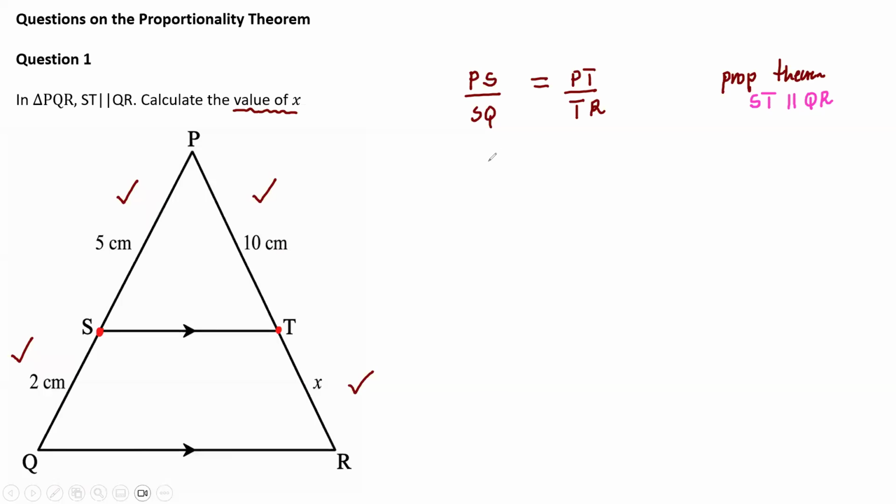Let's put numbers. PS is 5, SQ is 2, PT is small, then TR is X. You can now cross multiply, and then you can find your X. Cross multiply: 5 times X, 10 times 2, 20. So therefore, at the end of the day, the value of X is 4 centimeters. A statement must be backed by a reason. There must be a reason statement.